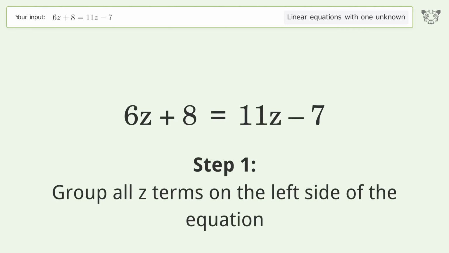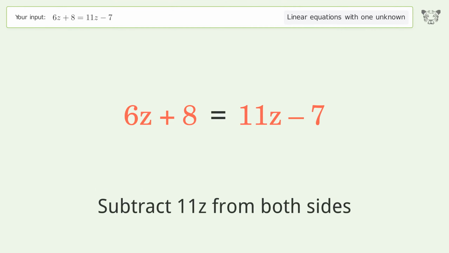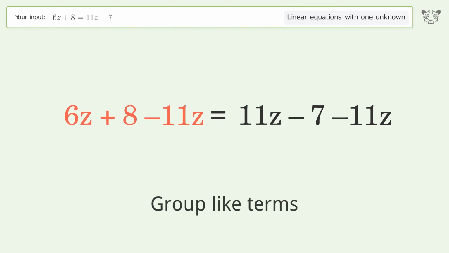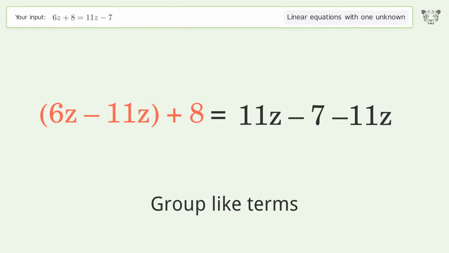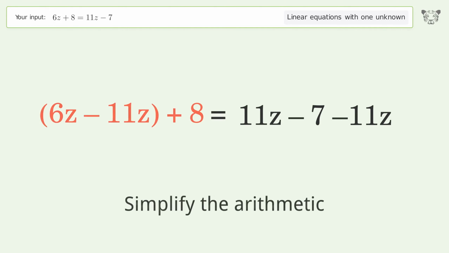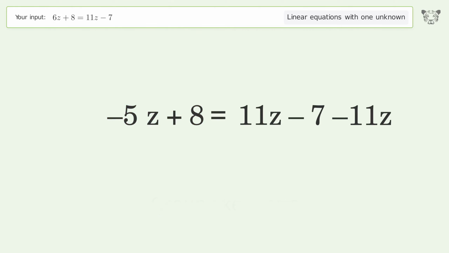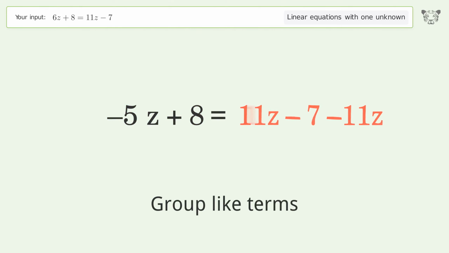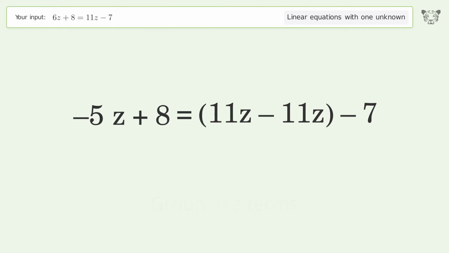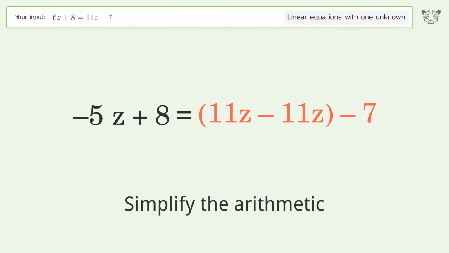Group all z terms on the left side of the equation. Subtract 11z from both sides. Group like terms. Simplify the arithmetic. Group like terms. Simplify the arithmetic.